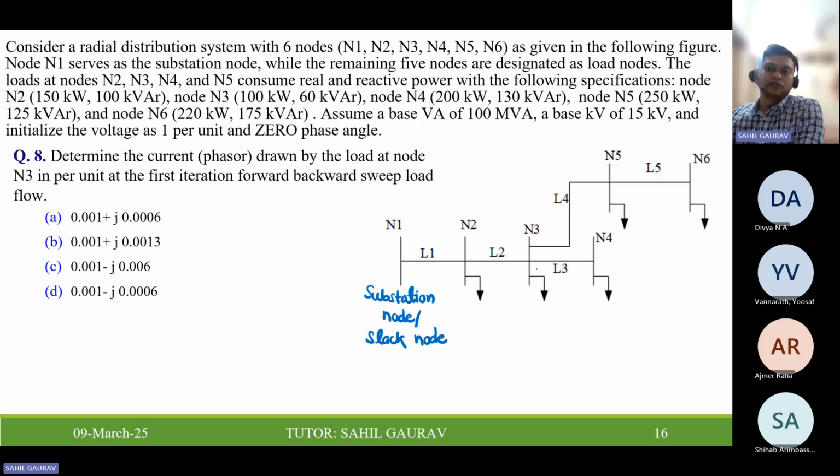The loads at N2, N3, N4, N5 consume real and reactive power with the following specification, and node N6 also. These all are load nodes. Assume a base VA of 100 MVA, base kV of 15 kV, and initialize the voltage as 1 at the angle of 0 phase angle. So you have to assume the initial voltage at 1 at the angle of 0 degrees.